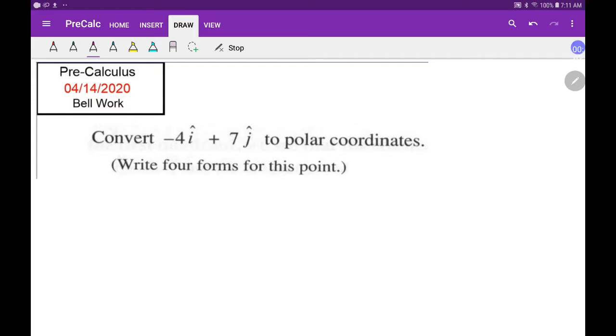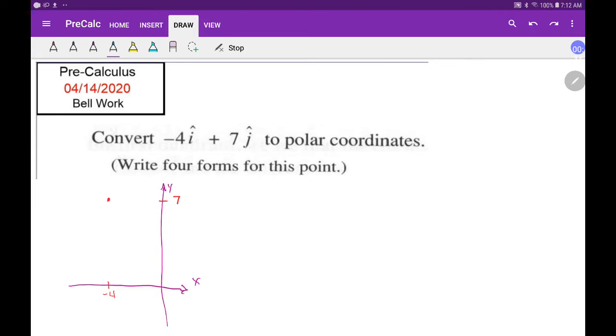We have the bell work for April 14th. We're going to convert these rectangular coordinates to polar coordinates. Let's see, we'll draw this out here. This is our y-axis, this is our x-axis. And let's see, we go out here about -4 and +7 and put a dot. All right, and then we'll draw a triangle based on that.